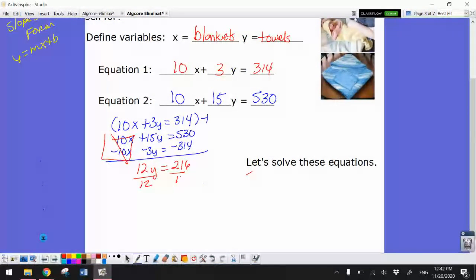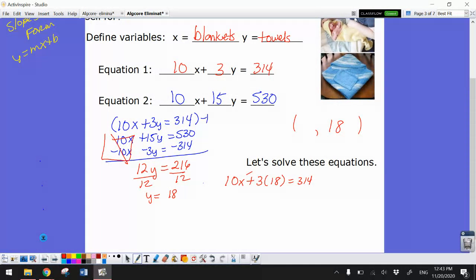Process is the same. I'm still dividing by 12. So divide by 12, and I come up with y equals 18. Okay, so I know this is 18. Let's substitute in to find my other value. So I think I'm going to use the top equation because those are a little bit smaller numbers. So I'm going to throw my 18 in for y.